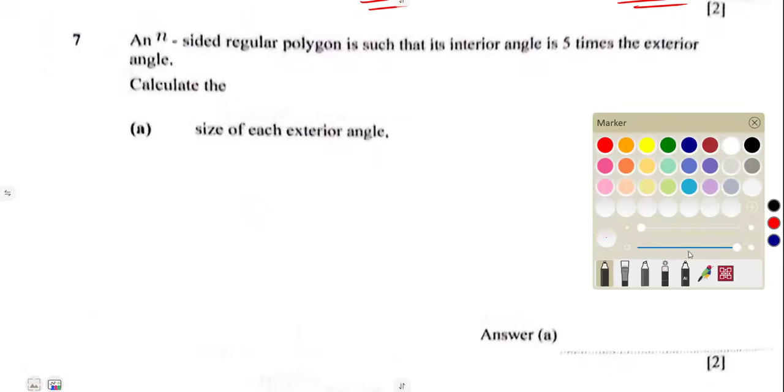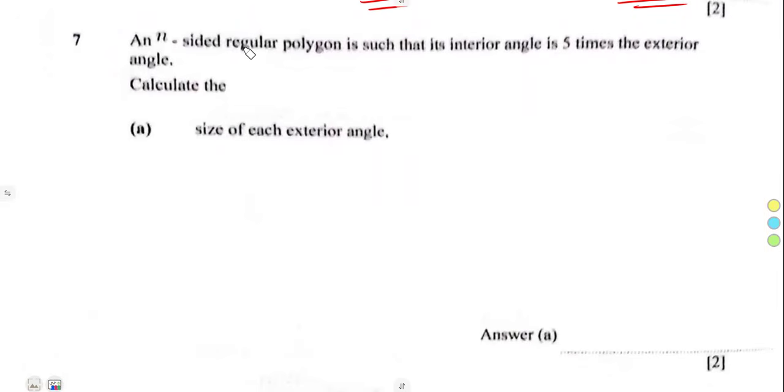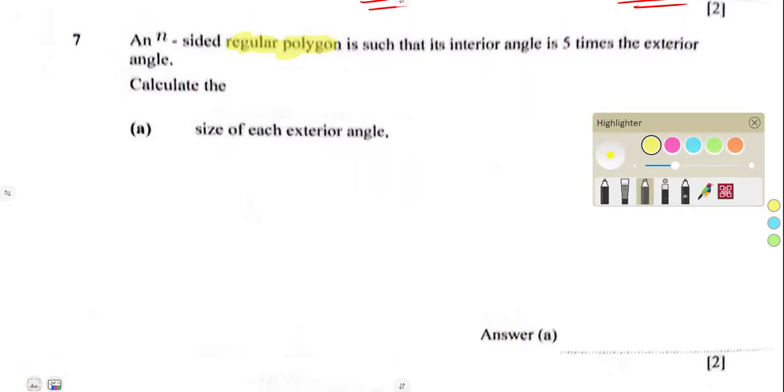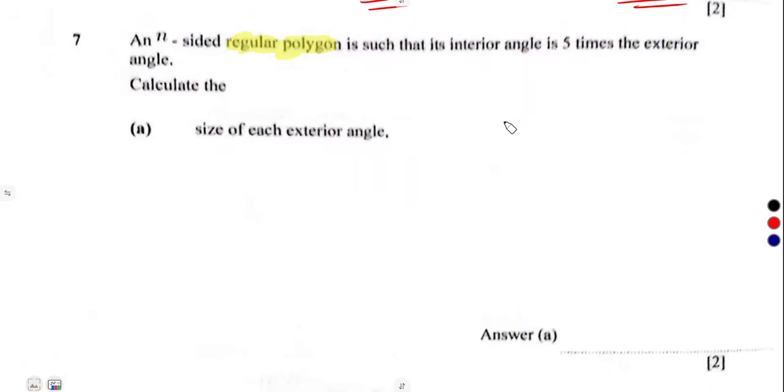There is an any-sided shape, which is a regular polygon. All right. Regular polygon, number of sides, the size that you'll be given will be what? Exactly the same.